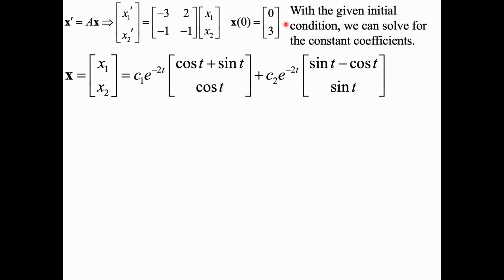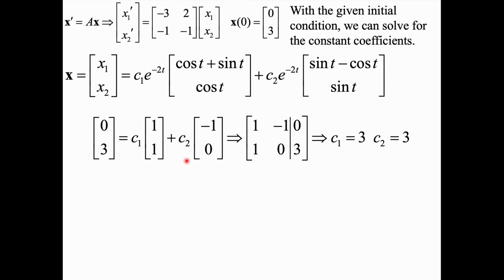So with this given initial condition, remember what that means. Wherever you see t, you put 0. And wherever you see x1 and x2, you put 0 and you put 3 respectively. So we're going to put 0 and 3 here, and everywhere we see a t, we're going to put 0. And you would get this. Let's see if we agree with that. Let's just make sure of that.